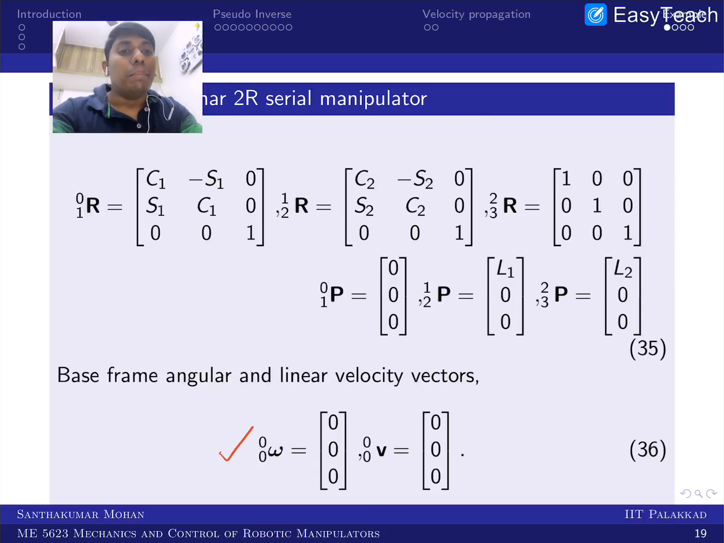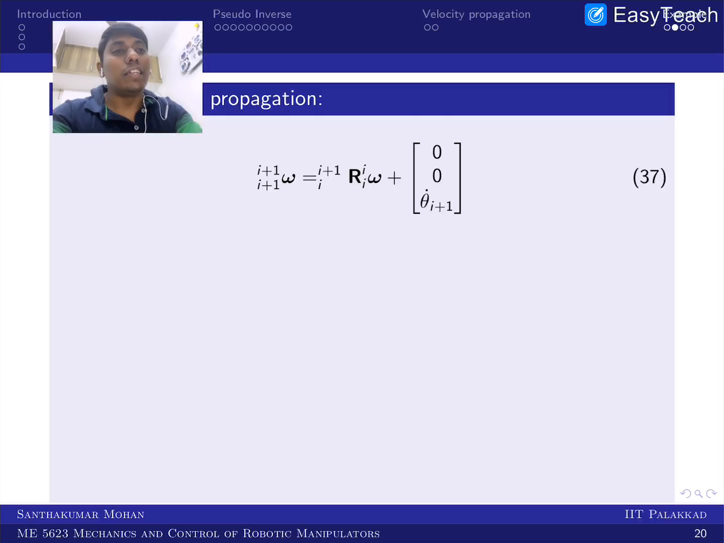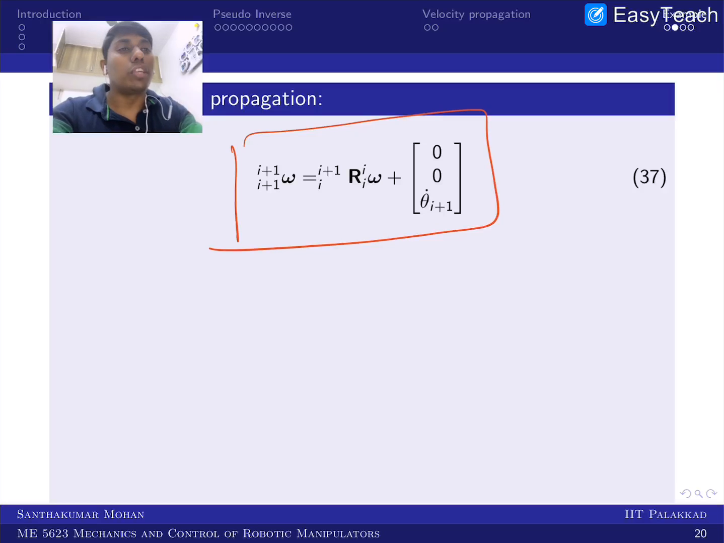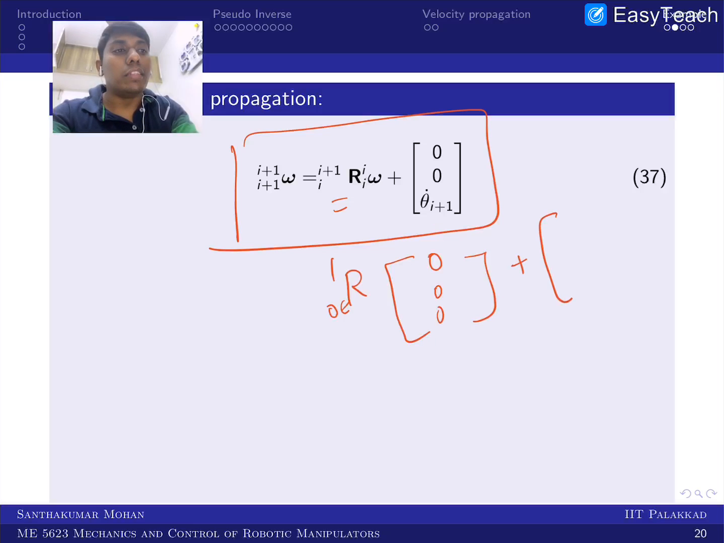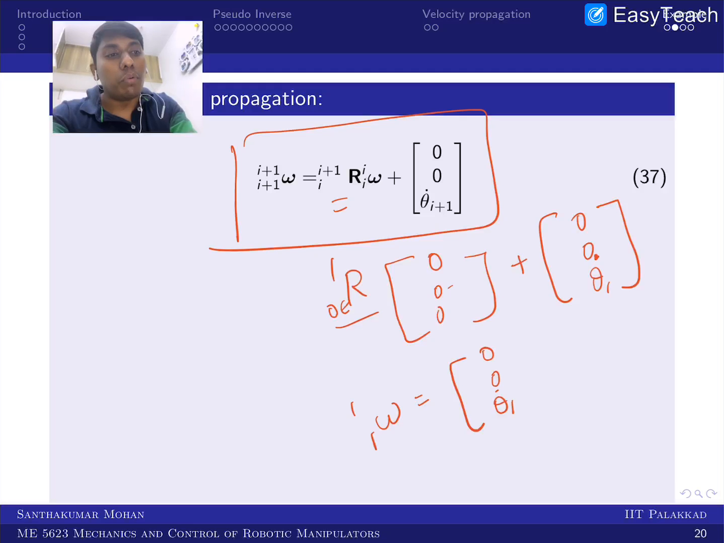You can see that the base frame angular and linear velocity vectors are 0, and in the sense we substitute here, it's a rotary joint. I'll try to propagate. So this is R 1 to 0, in the sense the rotation matrix of 0 with respect to 1, and here this is omega 0, 0, and what happened is there is an angular velocity of joint 1, which is theta 1 dot, and since the rest is 0, you can see omega 1 to 1 is nothing but 0, 0, theta 1 dot.